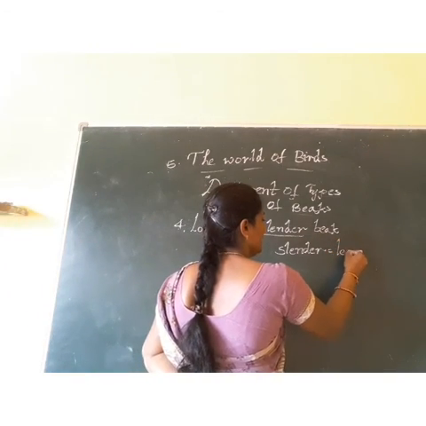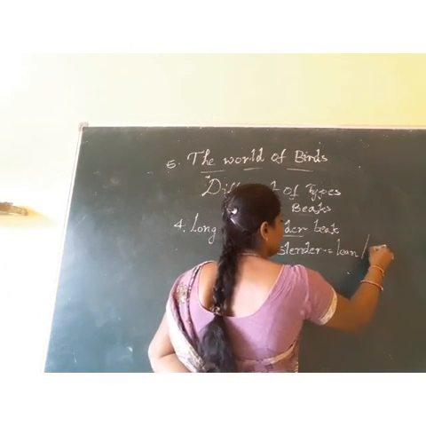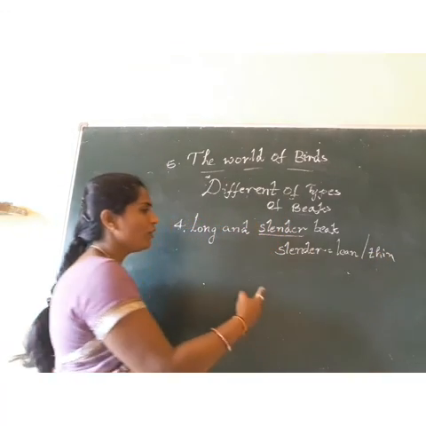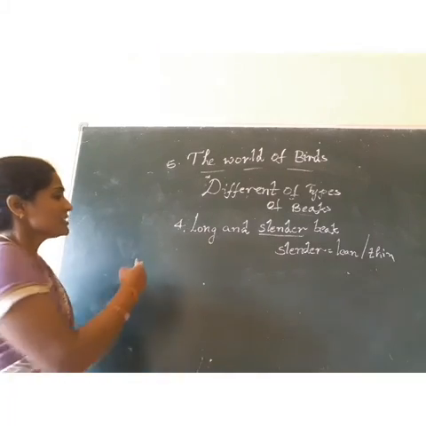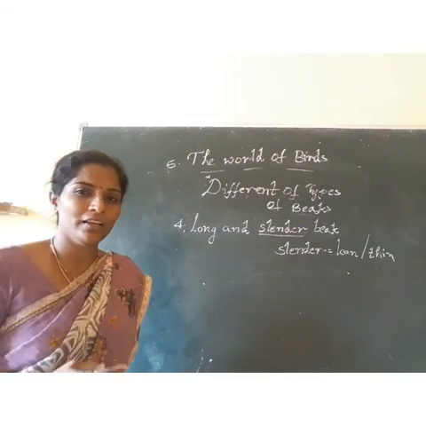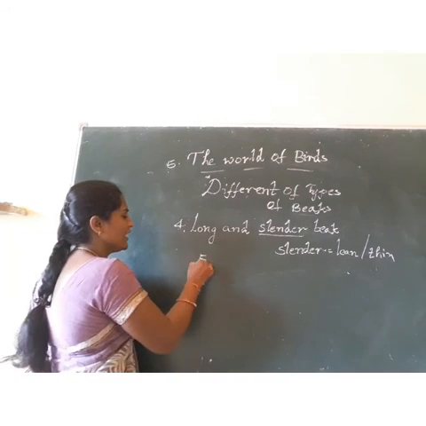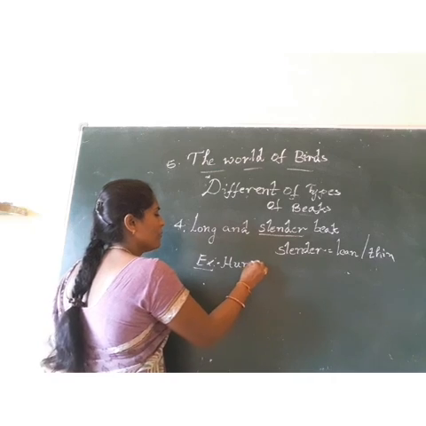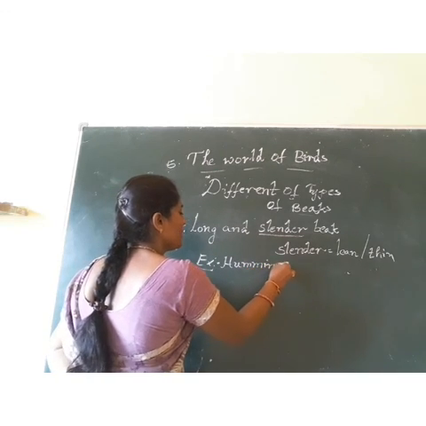And what is the meaning of slender? Very lean. Very lean or thin. The meaning of slender is lean or thin. And some of the birds have this long and slender beak. What are the examples for this? First one, hummingbird. H-U-M-M-I-N-G. Hummingbird.